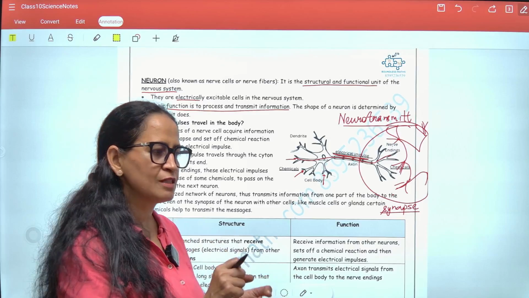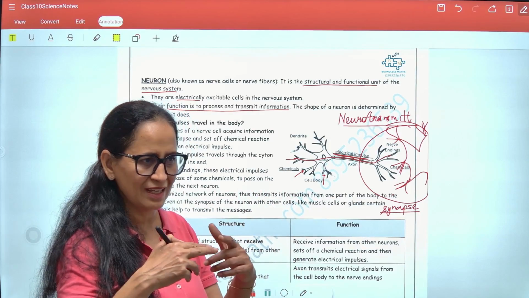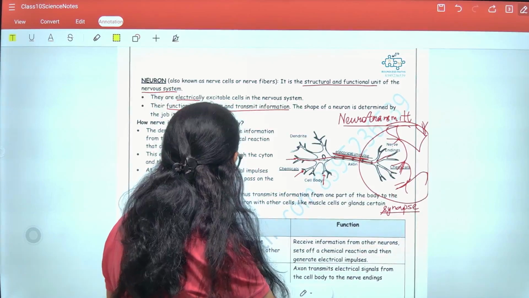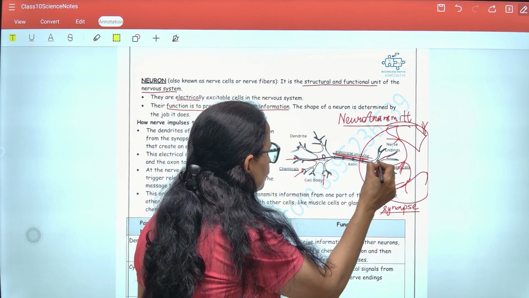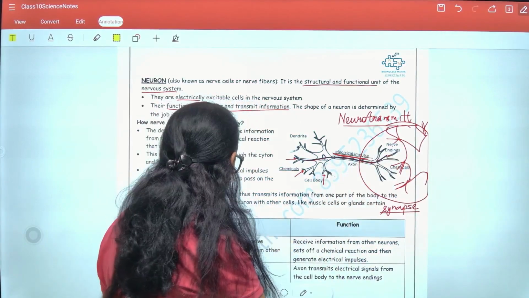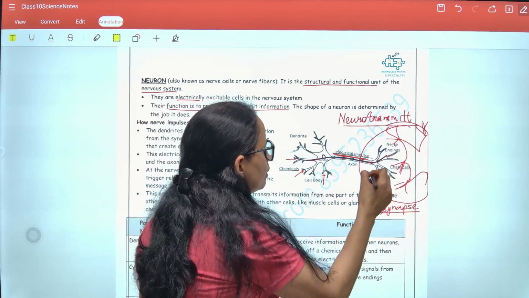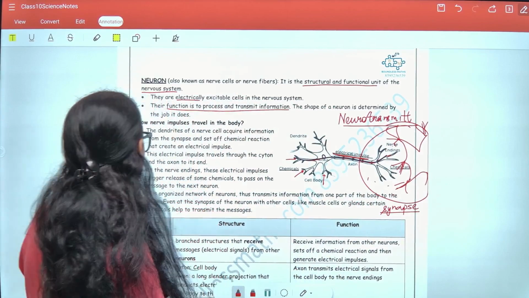Neurotransmitters are the chemicals present in the synaptic fluid present at the synapse or the junction of two nerve cells, and within the nerve cell information is conveyed only in the form of electrical impulse. So it is the electrical impulse that is traveling throughout the body of the neuron, but outside the body it is the chemicals that are called neurotransmitters at the synapse, right?